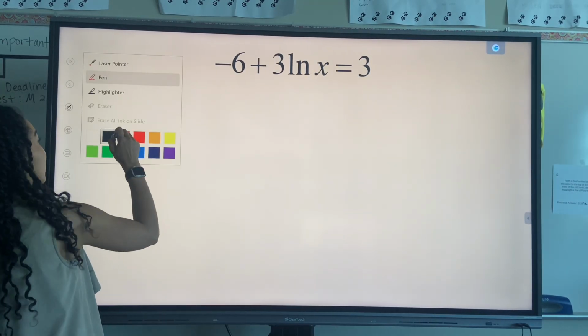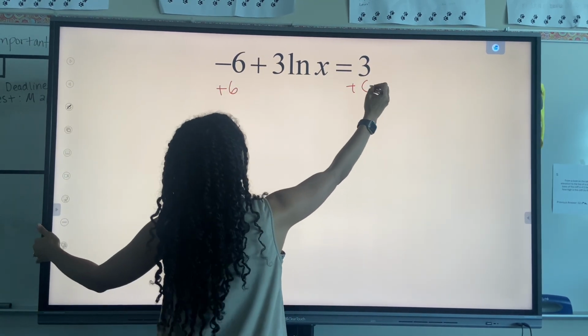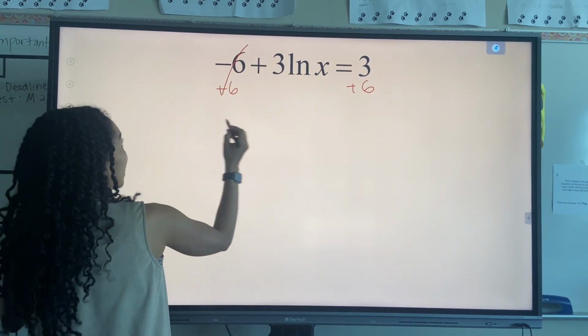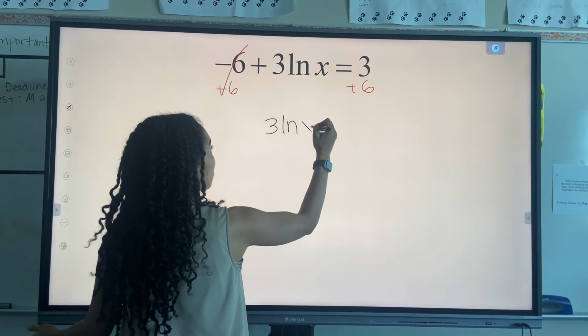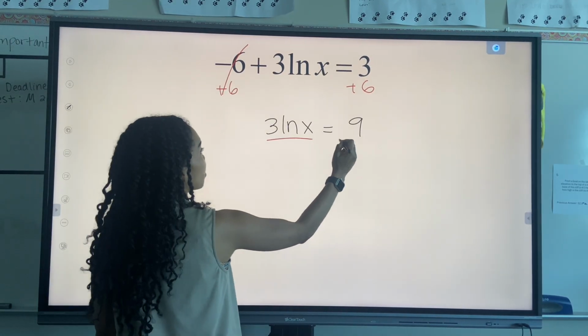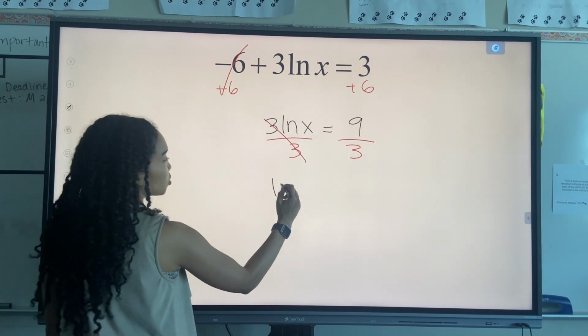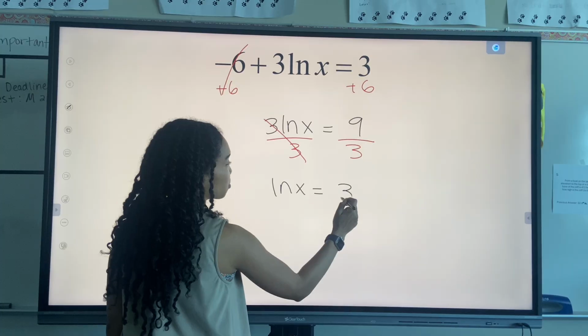Okay, so I want to get the natural log by itself. So what I'm going to do is add 6 to both sides. So now I have 3 times natural log x equals 9. Then you're going to divide both sides by 3. So you get the natural log of x is equal to 3.